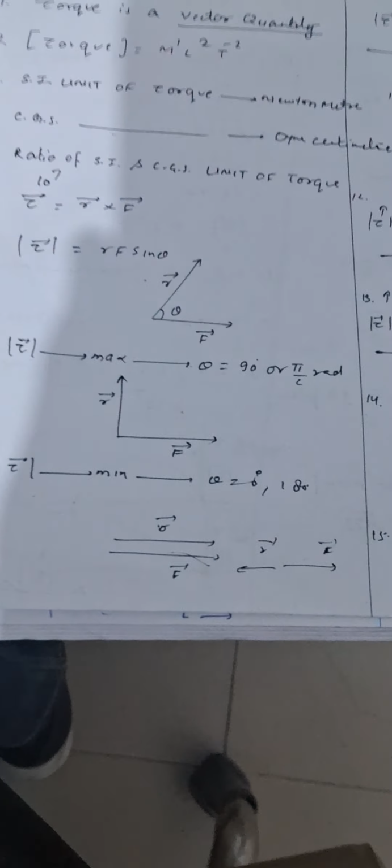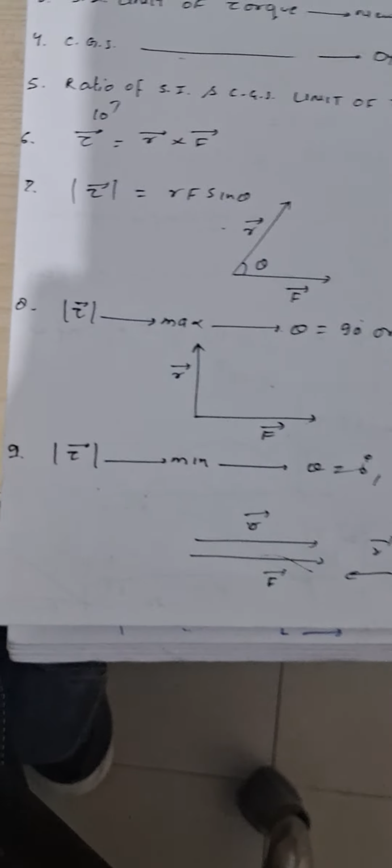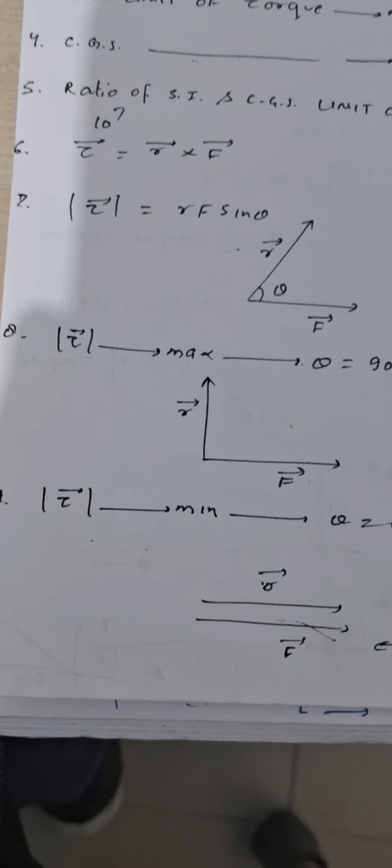The first question is: torque is a vector quantity. Second is the dimension of torque. It is M^1 L^2 T^-2. Next, the SI unit of torque is Newton meter. Next, the ratio of SI and CGS unit of torque. So it is 10 to the power 7.